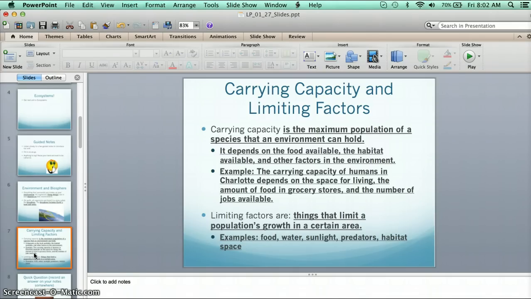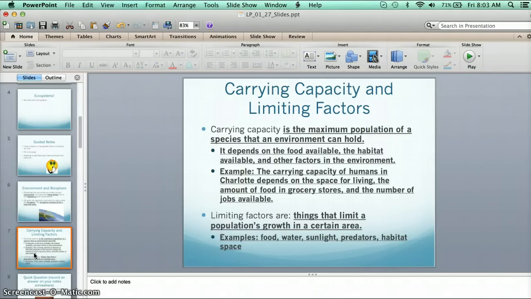stuff like that. So let's think of an example with humans too. The carrying capacity of humans in Charlotte, literally how many humans can live in Charlotte, depends on the space for living. It depends on the amount of food in grocery stores, and it could depend on how many jobs there are for people to have. It depends on a lot of other things too, but these are just some examples. So every population is going to have a different carrying capacity depending on the environment where they're located.